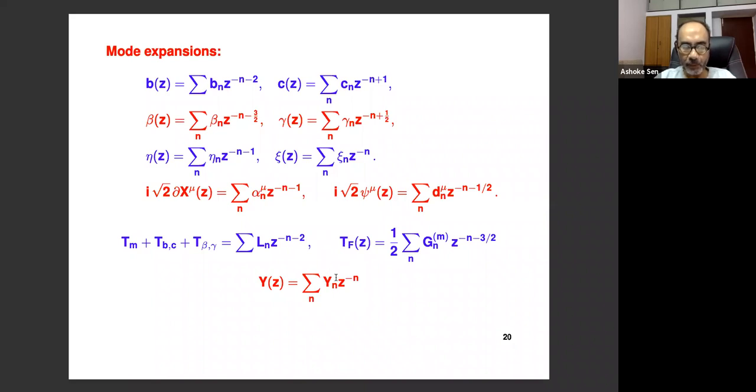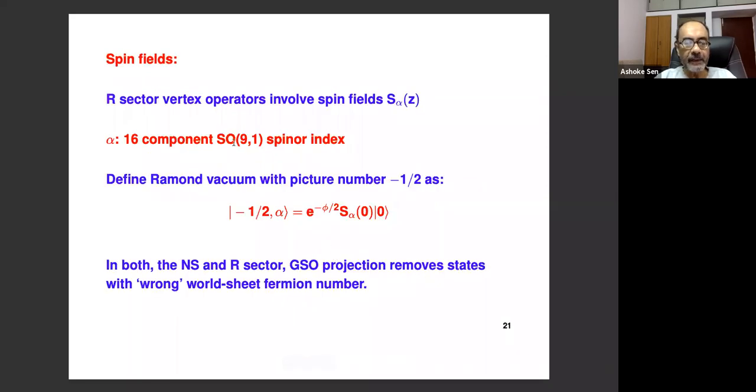Anyway, I'm not expecting you to remember this, but we may refer to some of these later. And finally, you also have to introduce spin fields, because the Ramond sector vertex operators involve spin fields, which are denoted by S alpha, where alpha will be a 16-component SO(9,1) spinor index. And we define the Ramond vacuum with picture number -1/2 by this symbol, labeled by this index alpha, the spinor index. In terms of the conformal field theory operators, it's just e to the -phi/2 times S alpha at 0 acting on the SL(2,R) invariant vacuum. So that's the definition of the Ramond vacuum.